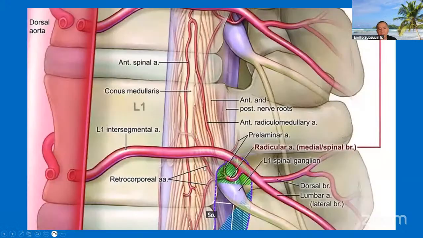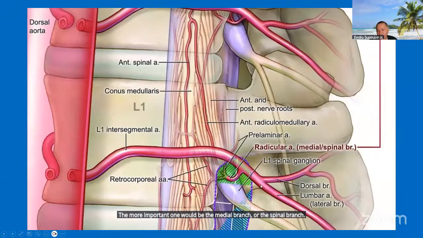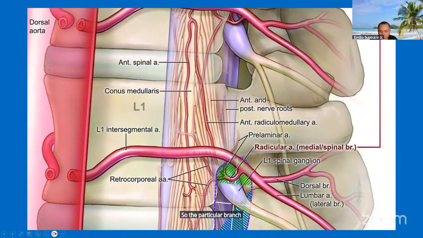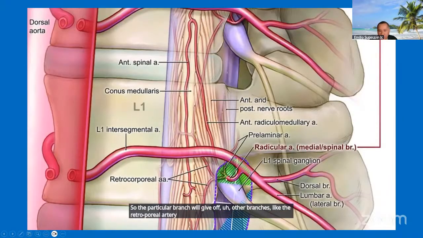So if you follow this intersegmental artery more distally, it has different branches. The more important one would be the medial branch or the spinal branch. And you have other branches distally, the dorsal and the lateral branches. But let's focus on the radicular branch. The radicular branch will give off other branches like the retrocorporeal artery, the prelaminar artery.